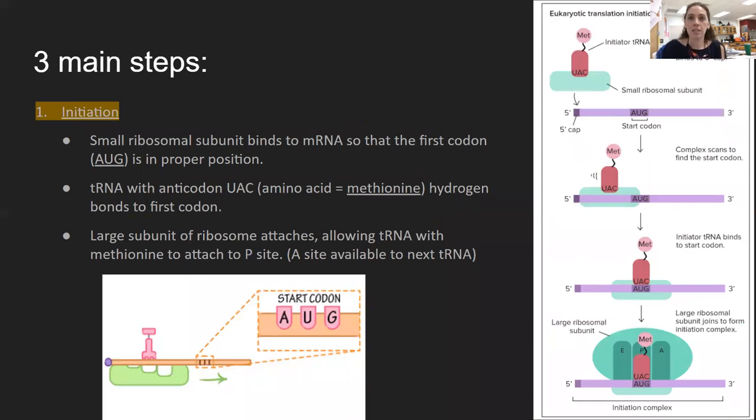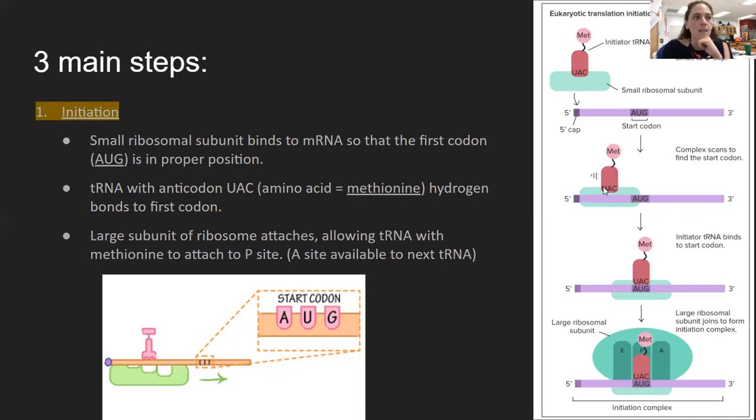So now let's look at our steps to translation in a little bit more detail. And we start off with initiation. So here's our mRNA, and the small ribosomal subunit comes in. It's going to bind first to the mRNA so that the first codon, our start codon, is in the proper position. So here's our AUG. This is our start codon. AUG is the start codon in all organisms. All polypeptides are going to start with AUG. So when you're going through translation and practicing, you've got to find that AUG for your start.